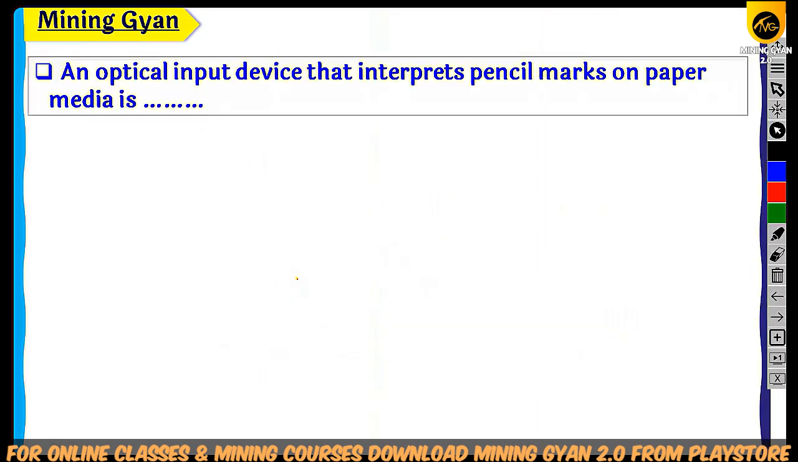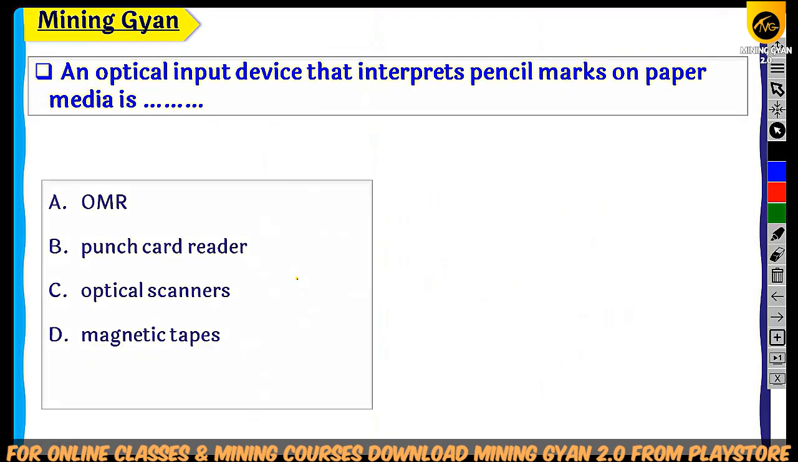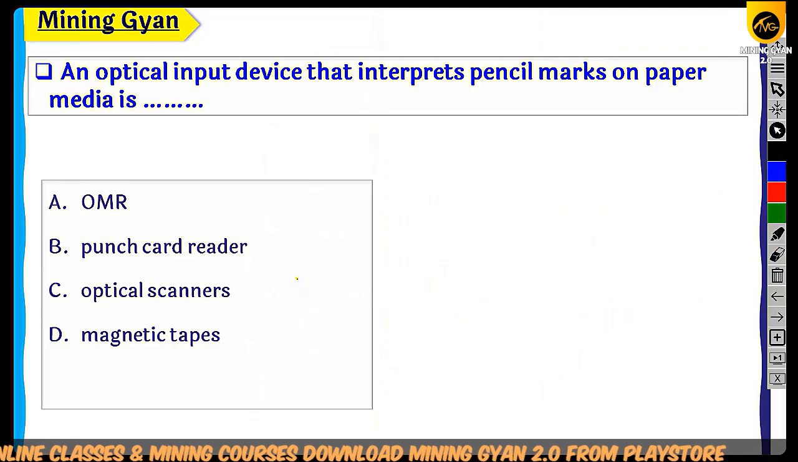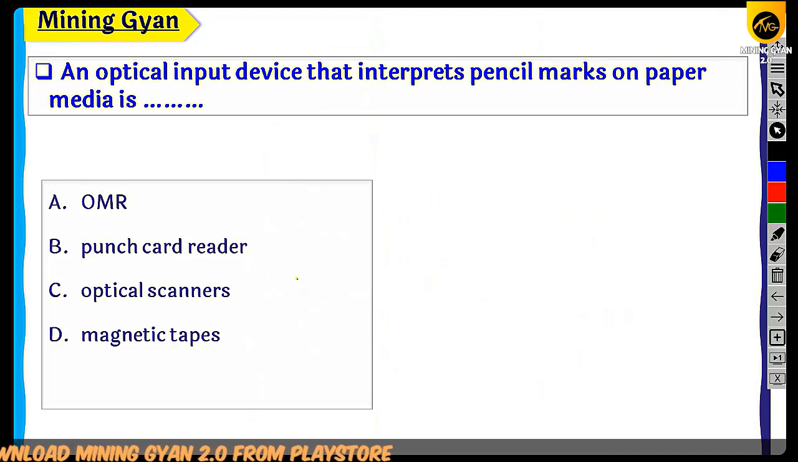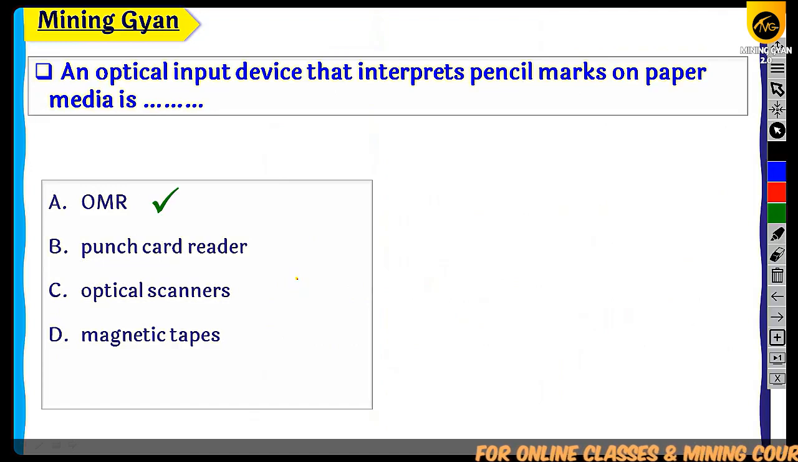Okay, question number 2. An optical input device that interprets pencil marks on paper media is: OMR, punch card reader, optical scanners, or magnetic tapes. Basically, any pencil marks on any paper can be detected by this optical input device. So option A, OMR, is the correct answer.